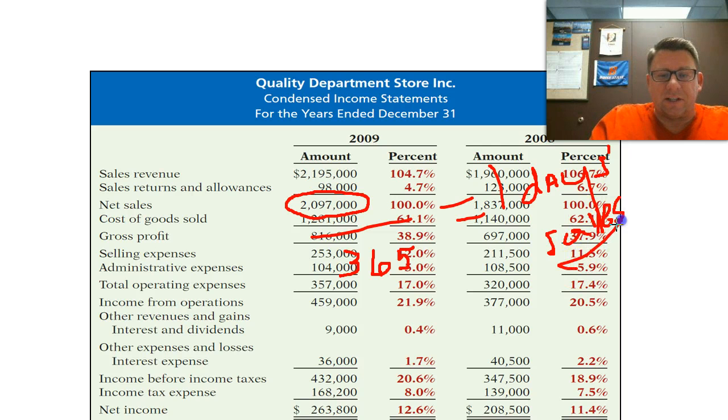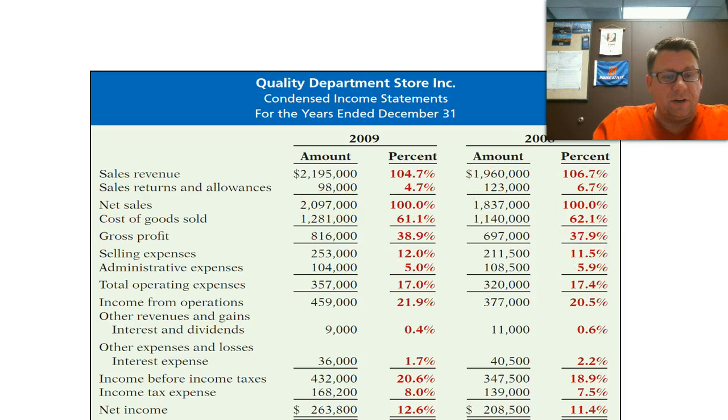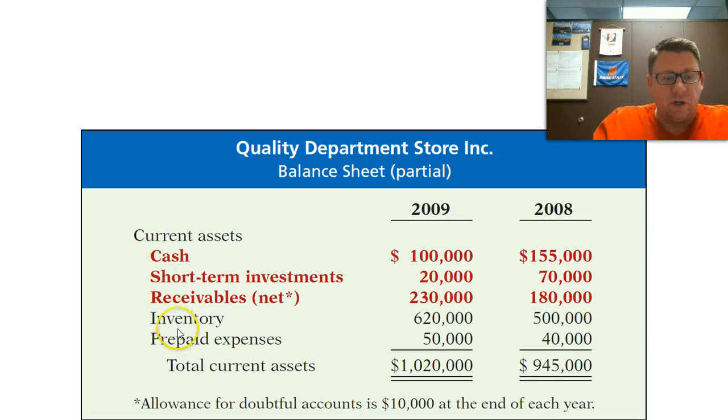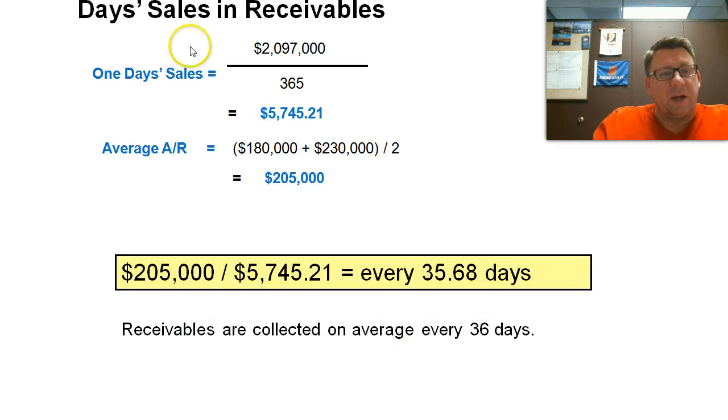Okay, so 1 day's sales. The next thing we need to do is figure out our average accounts receivable, and we did that in a previous podcast. So we take our beginning plus ending, divided by 2. And so we can go ahead and plug them in here. Our 1 day's sales, we get 5,745.21.